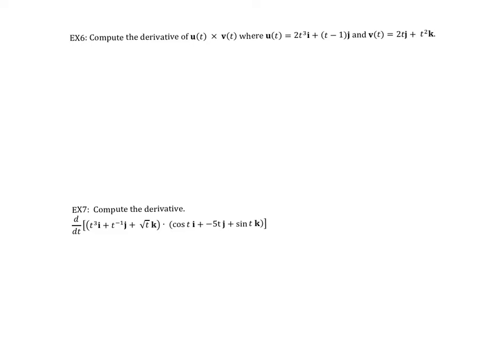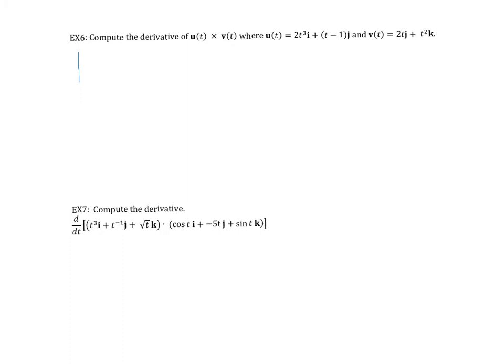So again, I don't want to do derivatives and then do two cross products. I'm going to work on the left-hand side. What I'm going to do is the cross product of u cross v first. And then I'm going to go ahead and take the derivative of that resulting vector.